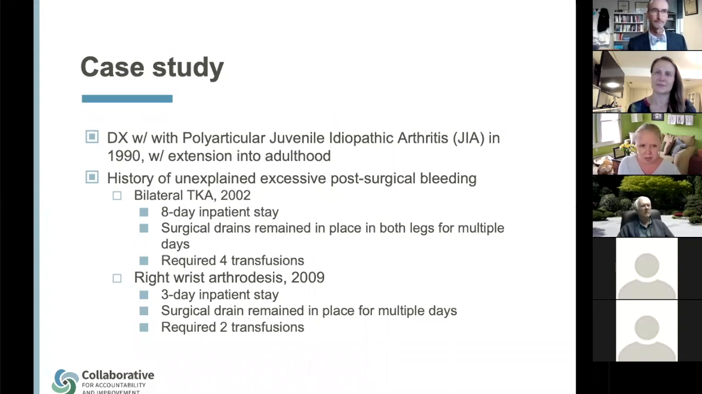My surgical history, and this will become important in a minute, I'm sharing with you because I've had multiple joint replacements, and in each case, I had unexplained excessive post-surgical bleeding. With my knee replacements, I required 4 blood transfusions. I required 2 blood transfusions after my right wrist arthrodesis. There was not any surgical complication per se. The surgeries themselves went fine, but there was just this long excessive bleeding after all of these surgical events. So if you go to the next slide.